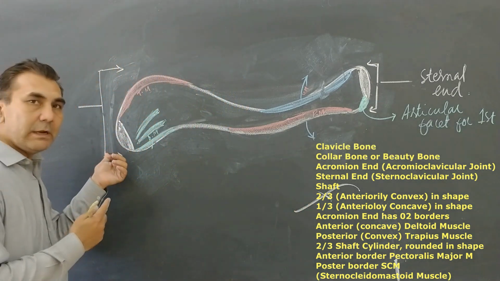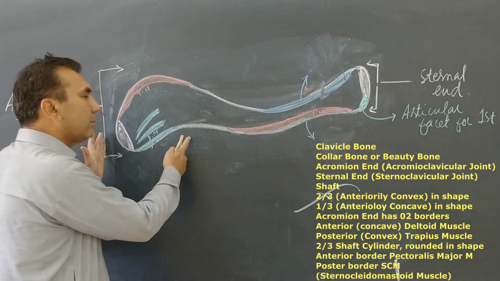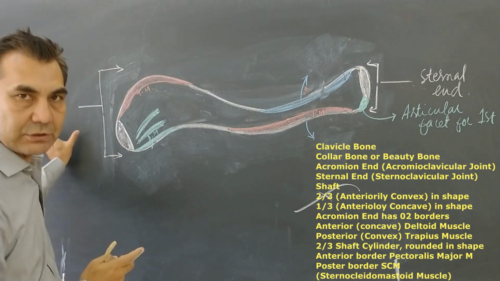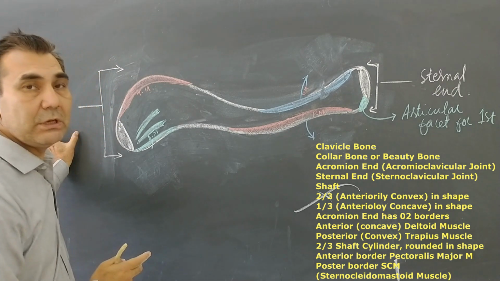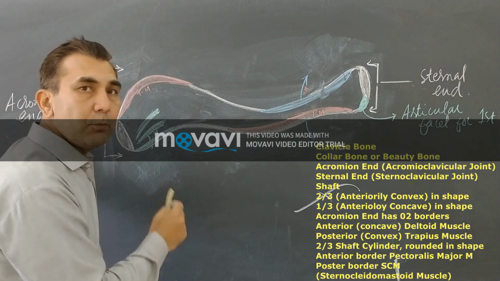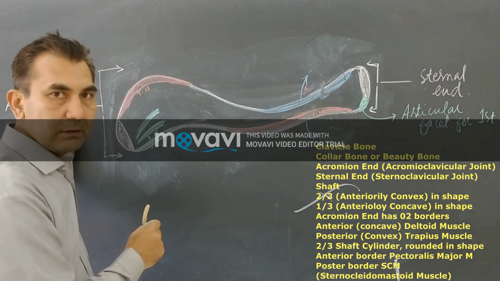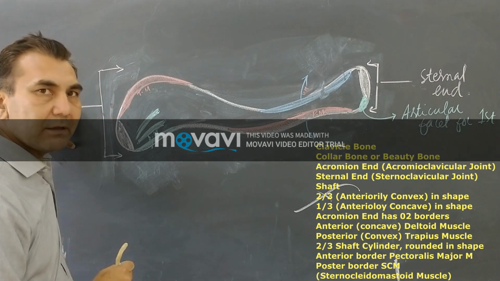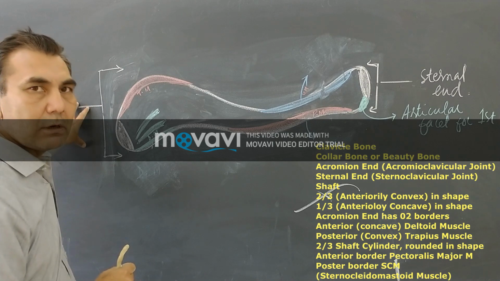The acromion end of the clavicle, which joins with the acromion process of the scapula, makes the acromioclavicular joint. This end makes the acromioclavicular joint.